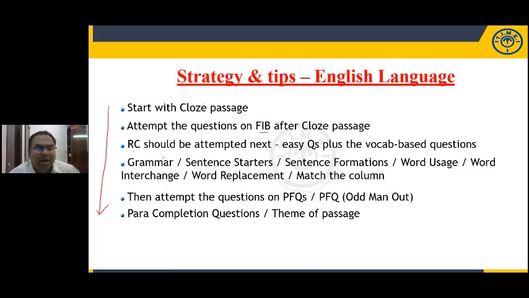So then we have done RC, then grammar, sentence starter, sentence formation, word usage, word interchange, etc. PFQs, the last one is para completion, right? This is the order you have to follow for an English section. No queries, okay.